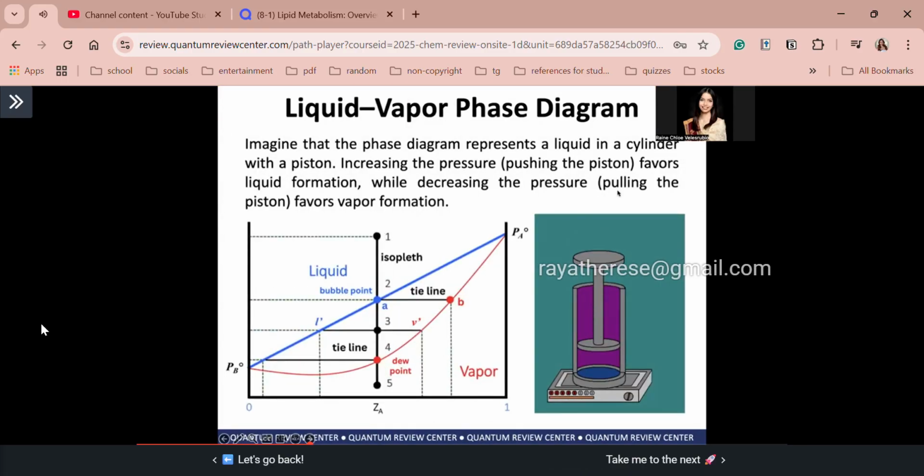Now guys, this figure here shows a typical liquid vapor phase diagram. So in a typical liquid vapor phase diagram, we have two components, component A and component B. Okay? And we can measure the relative amounts of component A and component B in the liquid and vapor phases through this phase diagram. So imagine guys that the phase diagram represents a liquid in a cylinder. And the cylinder has a piston.